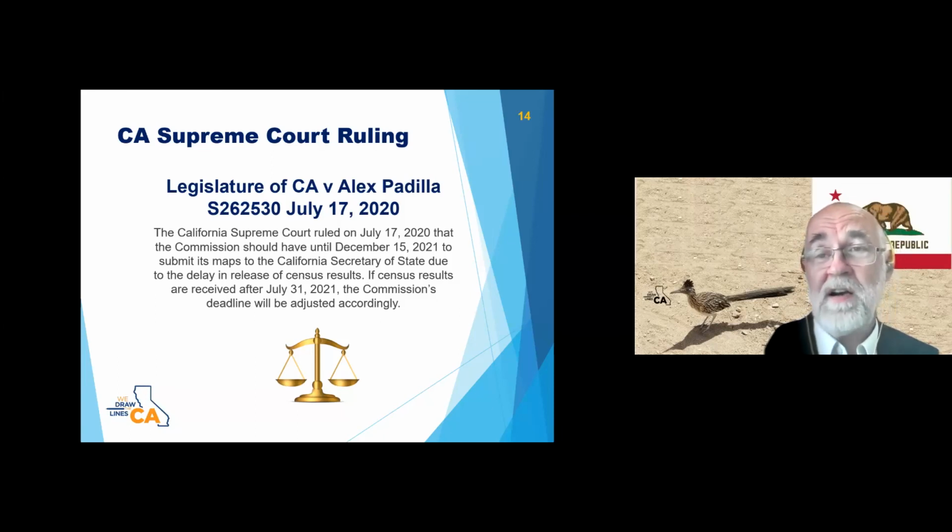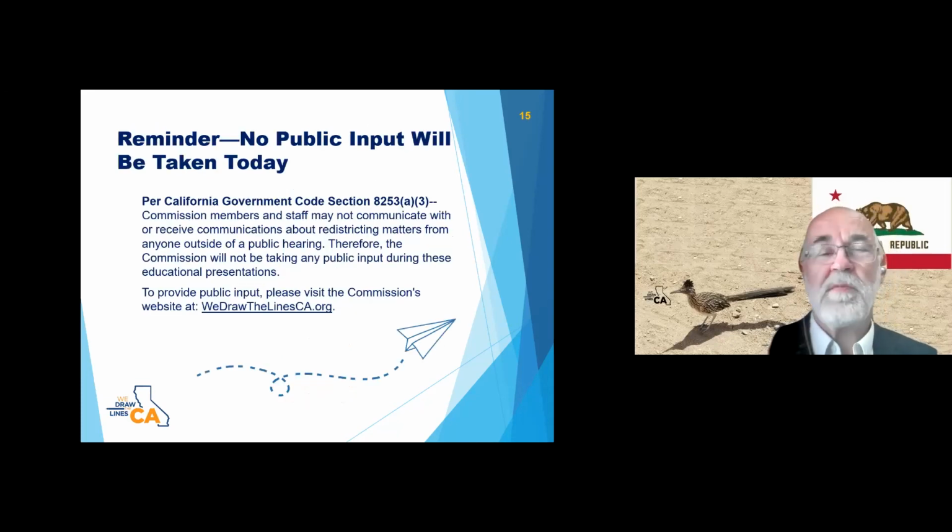We are aware of the elections coming up in 2022. We're working to minimize the impact of the delay on that, but the fact is to draw 176 maps will take some time. So we will continue to monitor the Census Bureau's announcements, and we will continue to keep the people of California updated. Just a reminder, no public input on line drawing today.